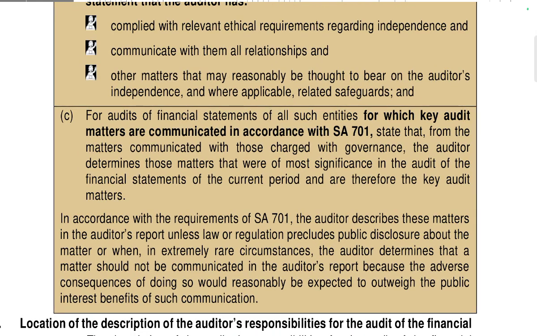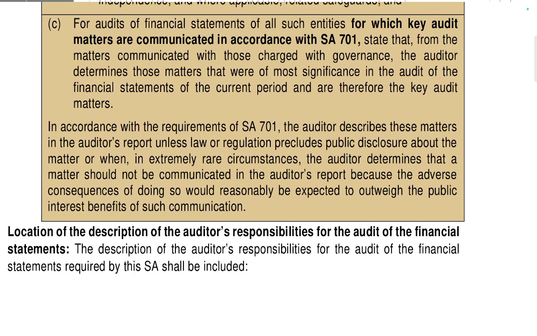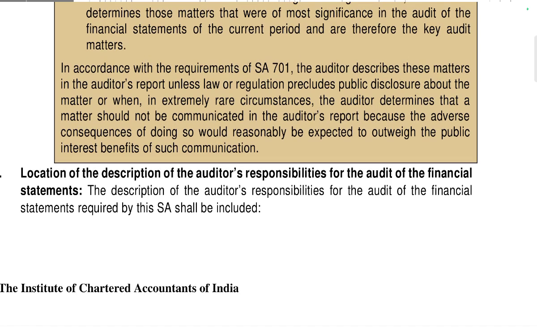For audits of financial statements of entities for which key audit matters are communicated in accordance with SA 701, state that from the matters communicated with those charged with governance, the auditor determines those matters that were of most significance in the audit of the financial statements of the current period and therefore are the key audit matters. In accordance with SA 701, the auditor describes these matters in the auditor's report unless law or regulation precludes public disclosure about the matter, or in extremely rare circumstances, the auditor determines that a matter should not be communicated in the auditor's report because the adverse consequences of doing so would reasonably be expected to outweigh the public interest benefits of such communication.